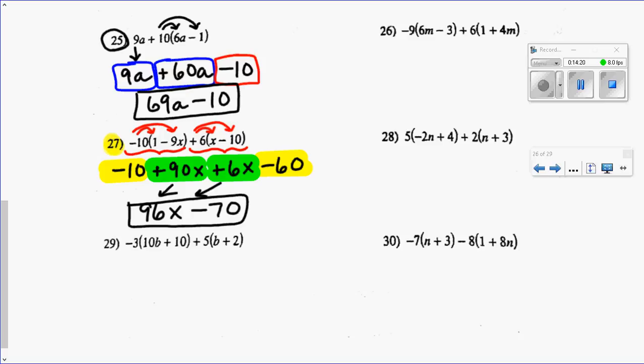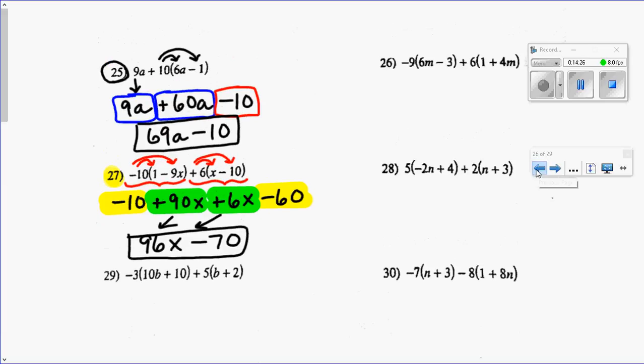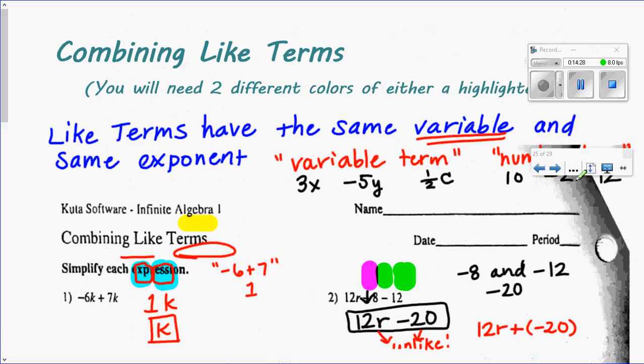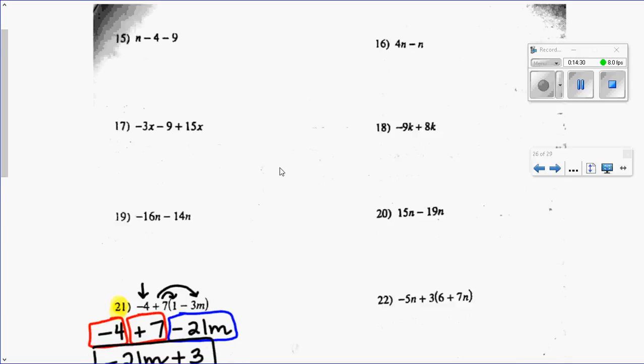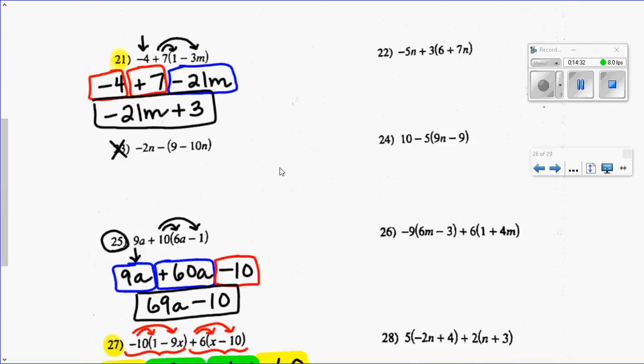Okay, that's going to be a wrap on the video. That's plenty of examples for combining like terms. You can rewatch the beginning if that part was confusing, and then in class we will go ahead and complete those problems that we did not do in the video.